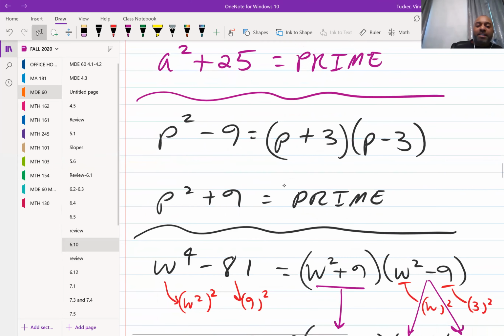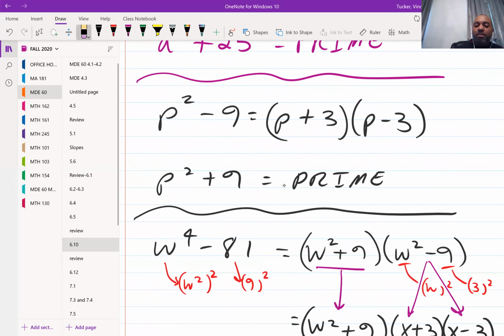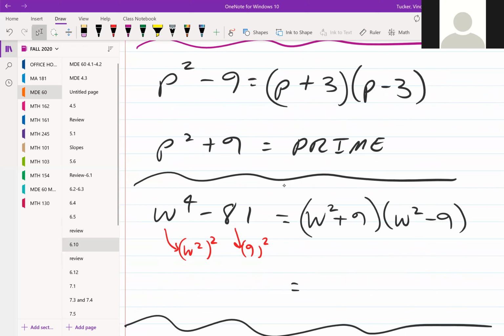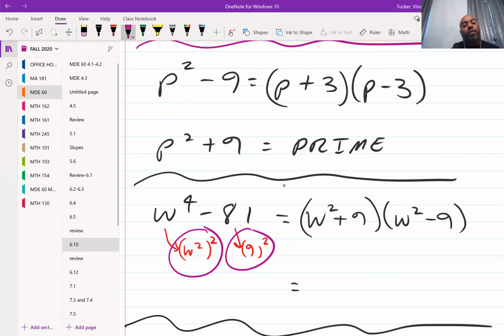Okay. Everybody good? All right, let me erase some of this so we can walk through it. All right, so this next one, we have W to the fourth minus 81. We see that both of these are perfect squares. W to the fourth is W squared squared. 81 is 9 squared. Because we have that relationship, we know we can break it up into W squared plus 9, W squared minus 9.